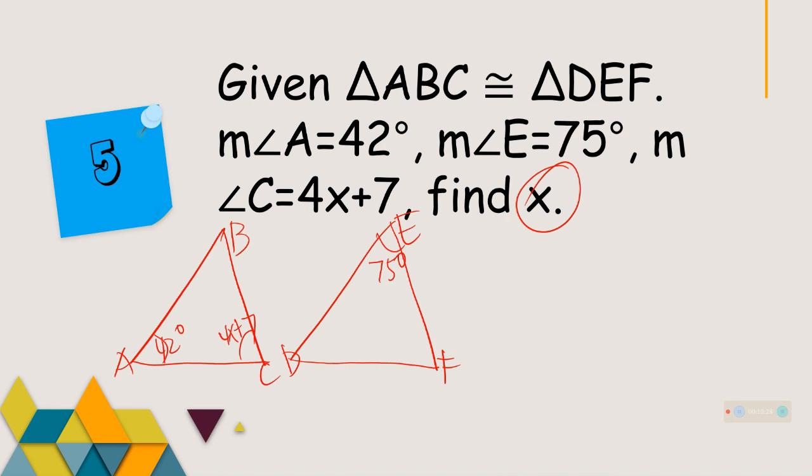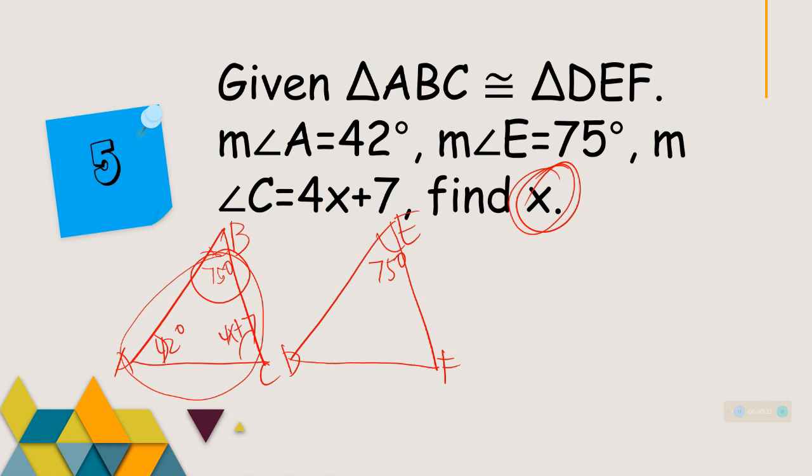Angle A corresponds with angle D, which has no given. Angle B corresponds with angle E, so no complete given. Angle C corresponds with angle F, no complete given. But since we're dealing with corresponding angles, we have to take note that angle B corresponds with angle E. Therefore, angle B will also be 75 degrees. So we have now the complete info in the first triangle.